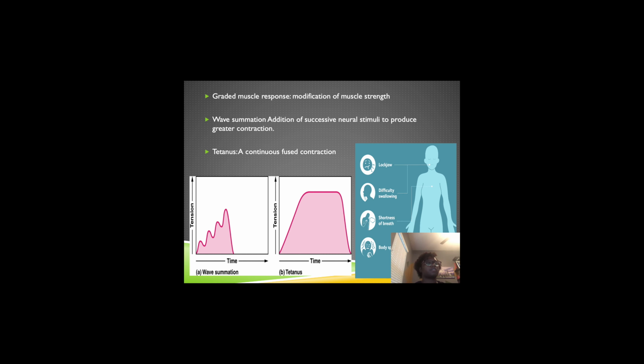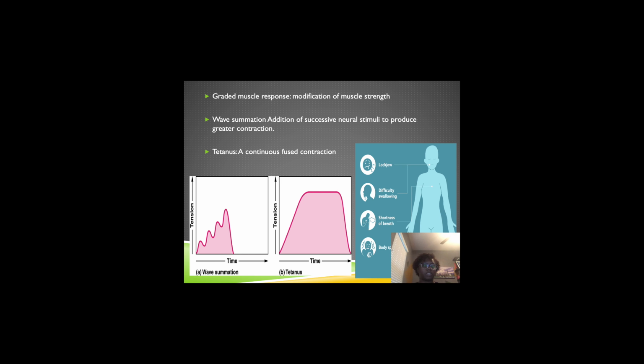To help with our muscle tension, we have what's called a graded muscle response, which is basically the modification of the strength of the muscle. So it's the rate at which the motor neuron fires the action potential, like I said before. But this also leads to what's called wave summation, so the addition of successive neural stimuli to produce a graded contraction.